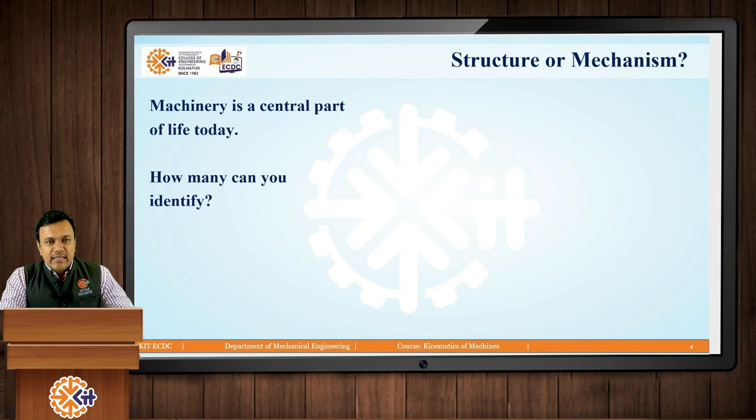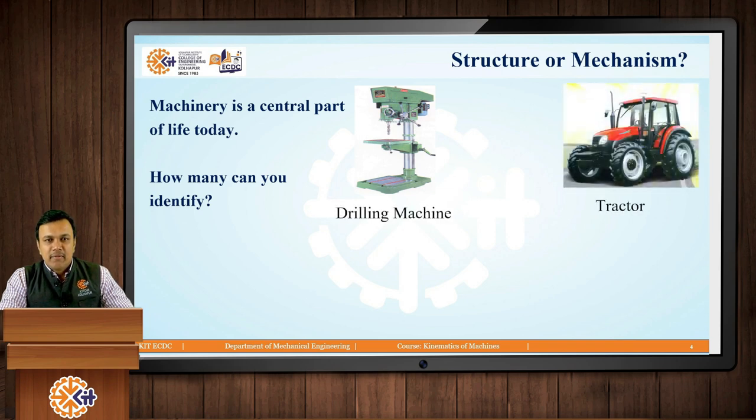Talking about the machinery, it is a central part of everyone's lives today. You must have seen the example in 3 Idiots also. You can define a machine as anything which reduces human effort. So, it can be taken as machine. And as you can see, different types of machines are there. Can you identify what are the different types of machines present? You can pause the video and you can see which are the different types of machines available.